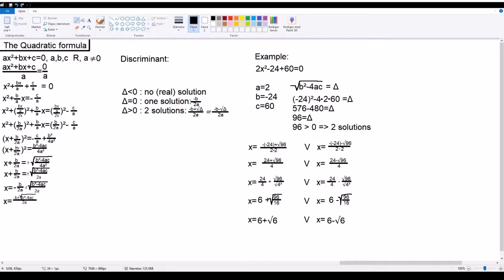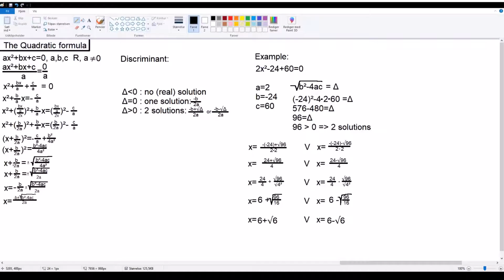Next, you want to factorize and also simplify, so you end up with x plus b divided by 2a in brackets squared equals negative c divided by a plus b squared divided by 4a squared. Then you simplify once more, so you get x plus b divided by 2a in brackets squared equals b squared minus 4ac divided by 4a squared. This is also what's going to end up being the discriminant later on, but it's not quite there yet.